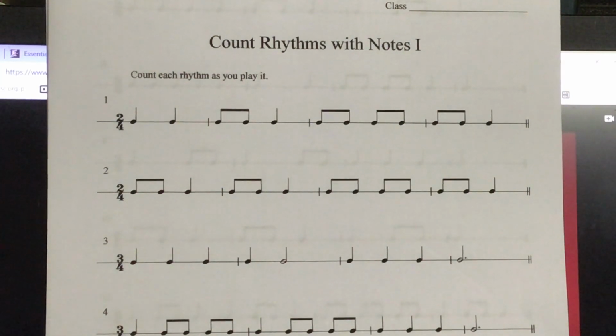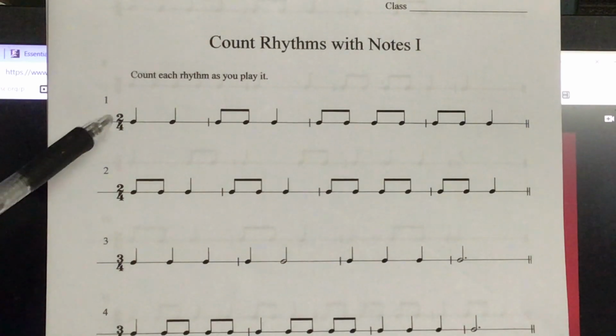Hello everyone. So today we're going to be learning to count rhythms with notes, and we're going to play through exercises number 1 and 2. So lines 1 and 2. So let's just walk through some of the things here. So we don't have any pitches. All we're doing is looking at rhythm.